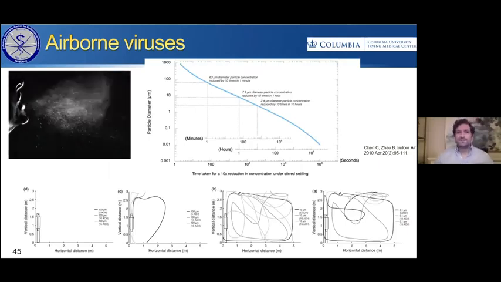Moving on to airborne viruses, which is, of course, applicable to the current COVID-19 pandemic. You have to think about how these viruses are transmitting from person to person throughout a space.